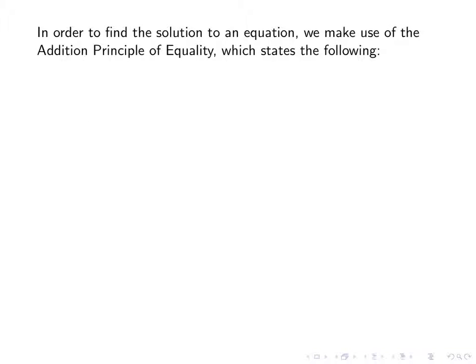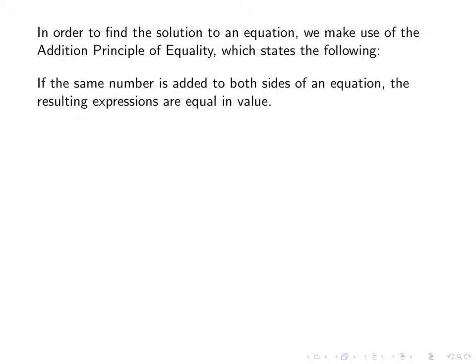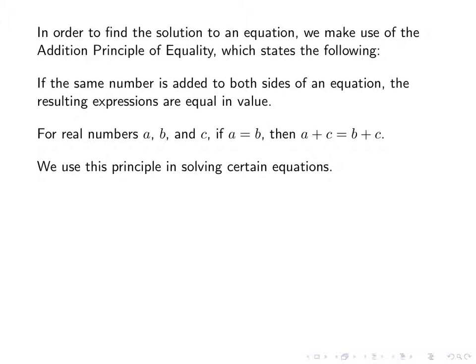In order to find the solution to an equation, we make use of what's called the addition principle of equality. It says that if the same number is added to both sides of an equation, then the resulting expressions are equal in value. But you have to be careful. You have to make sure you actually have an equation and that you're adding the same number to both sides. So in mathematical form, it means that if A equals B, then A plus C equals B plus C. And we use this principle when solving certain types of equations. So we're going to do a couple examples.